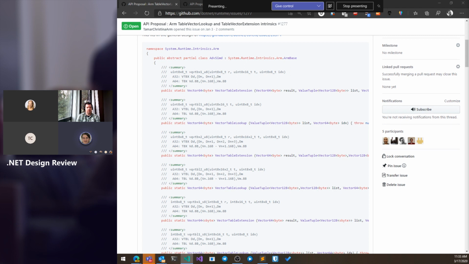That's fair. I mean, if you really wanted to get fancy, if you want people to just be able to call the vector table extension one with the tuple, you can always have an implicit conversion from the tuple to your custom type. If you really wanted to, right?